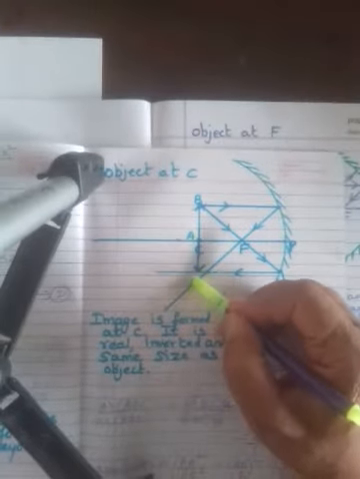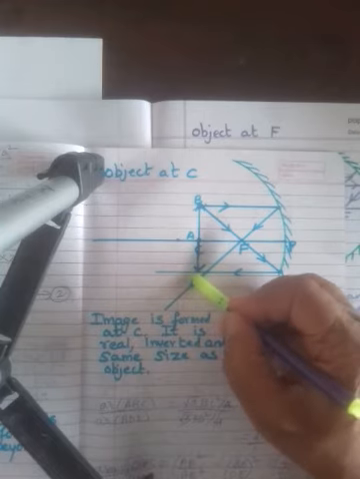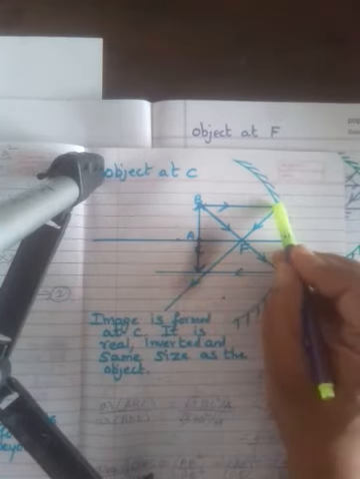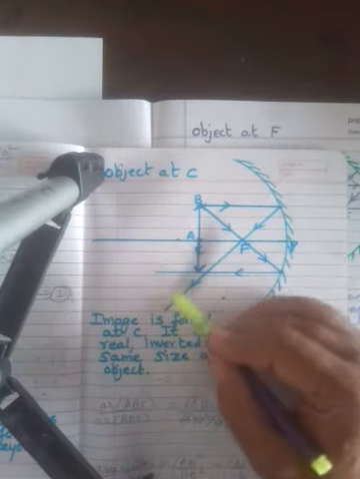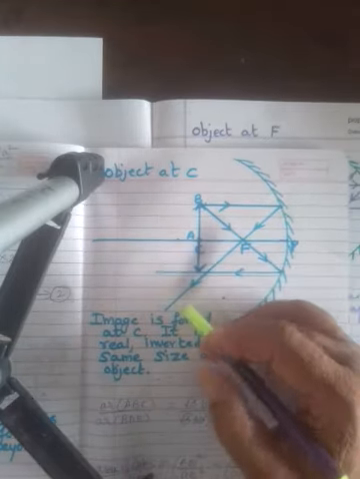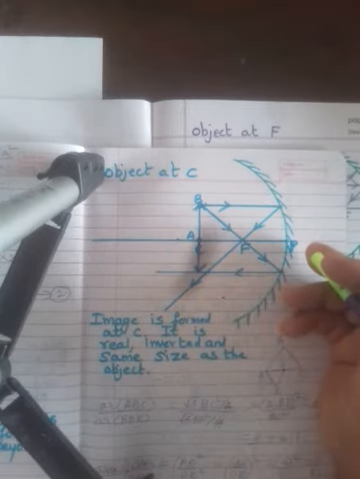Then when the object is kept at C, the image will be formed at C itself. It is real, inverted and the same size as the object. There is some mistake in the ray diagram because the pen used is very thick. You can use a thin pencil and get a correct image.